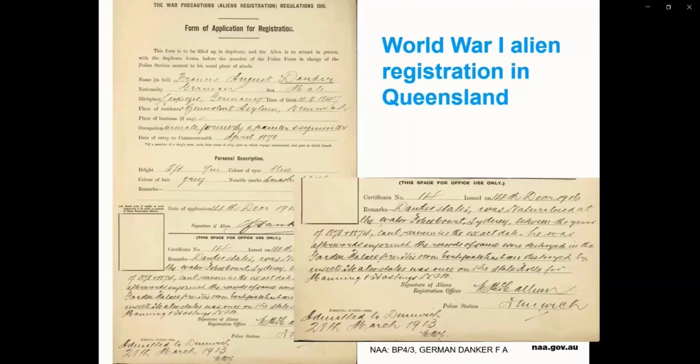This application for alien registration was for a Francis August Dunker, living at Dunwich Benevolent Asylum, who was naturalised and had been living in Australia for 43 years. The form reads, Dunker states he was naturalised at the Water Police Court, Sydney, between the years 1871 and 1874. Can't remember the exact date. He was afterwards informed those records were destroyed in the Garden Palace fire. His own certificate had been destroyed by insects.